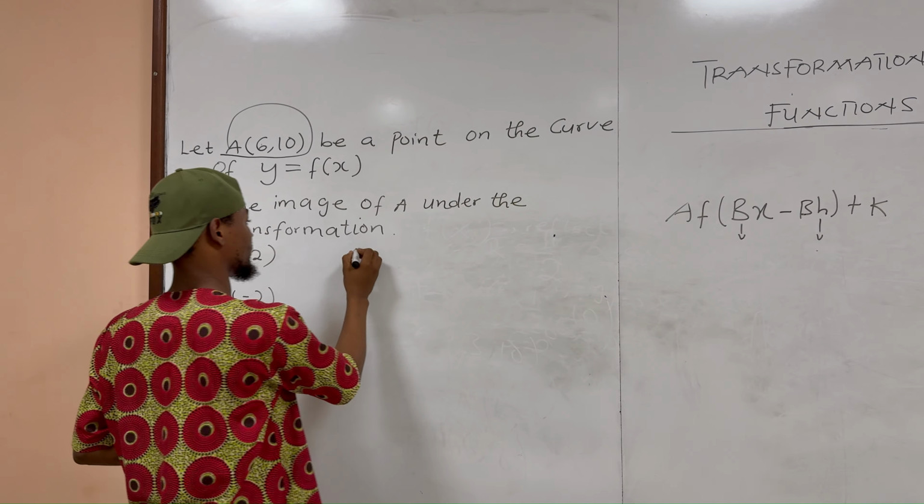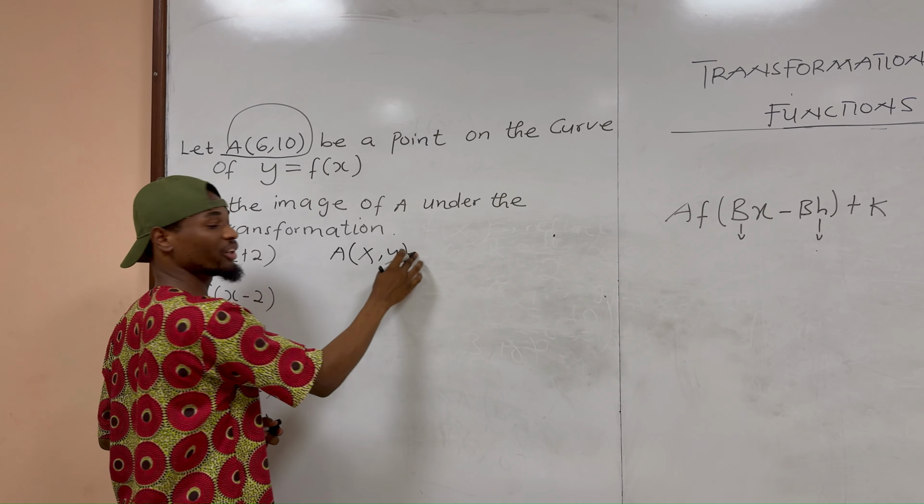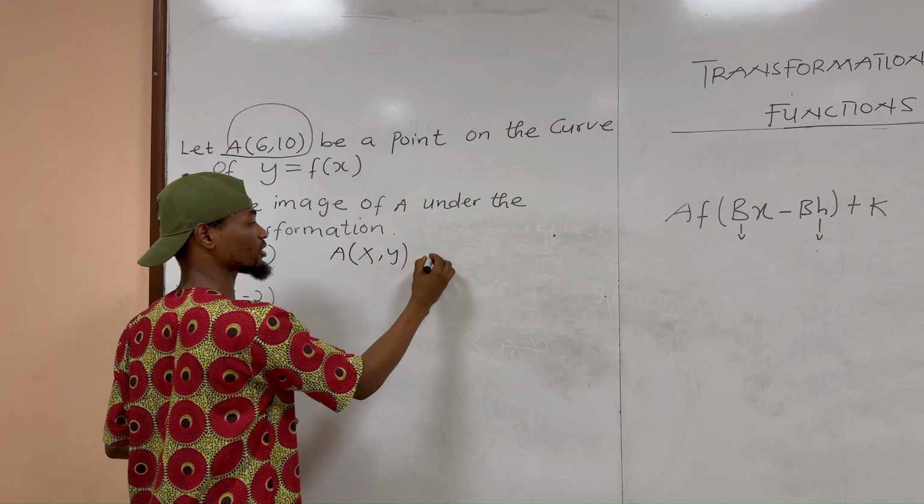Then the last one I have, you know that when you have A with coordinates (x, y) and we are doing reflection in the x-axis, we maintain the x and we negate the y. This is for my x-axis. But for my y-axis, if I have A with coordinates (x, y), I will negate the x and I'll maintain my y. This way, you get it that way.